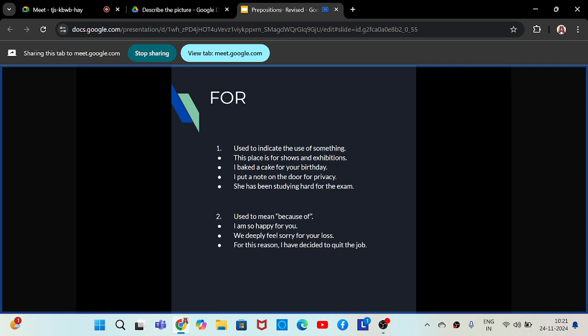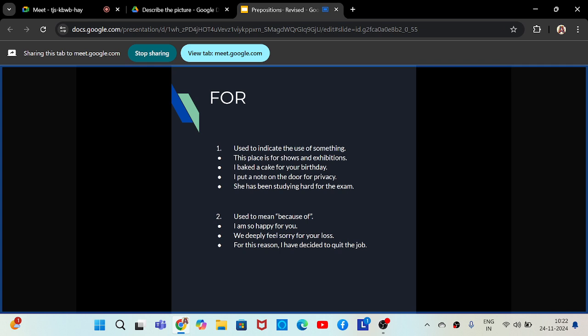Next, she has been studying hard for the exam. She has been studying hard. For what? For the exam. So this is the first use of for. It is used to show some use, some purpose.